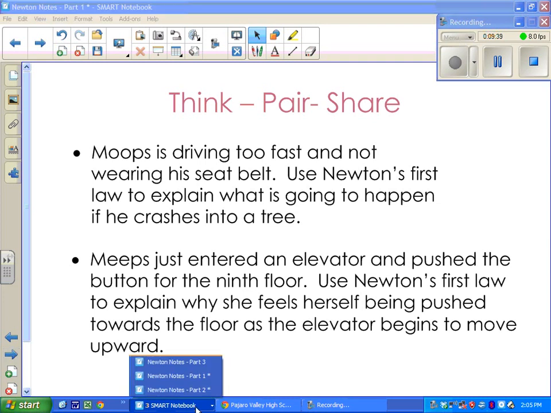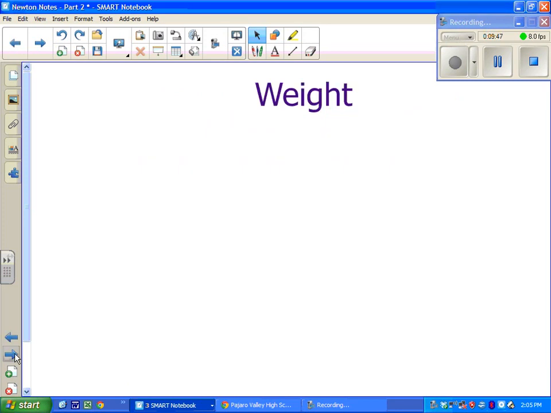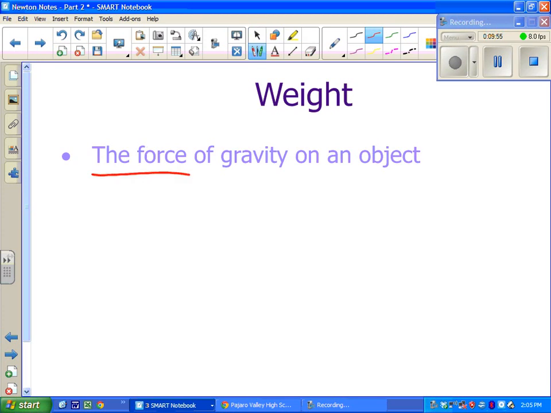All right, let us take a look at Newton's second law. Newton's second law, we start with weight. And weight is the force of gravity on an object. We do want to emphasize that it is a force. So it is how much gravity is pushing down on you.